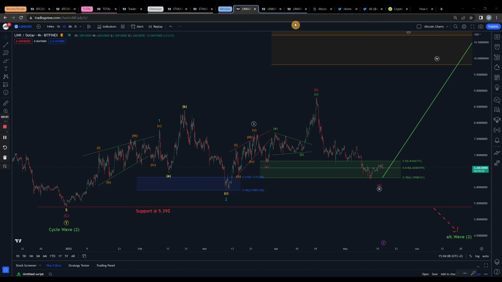Welcome everyone to yet another altcoin update. Today we will be looking at the very complex patterns in Chainlink.